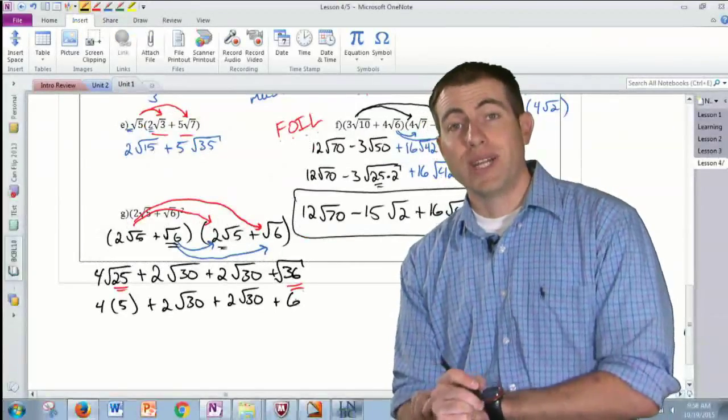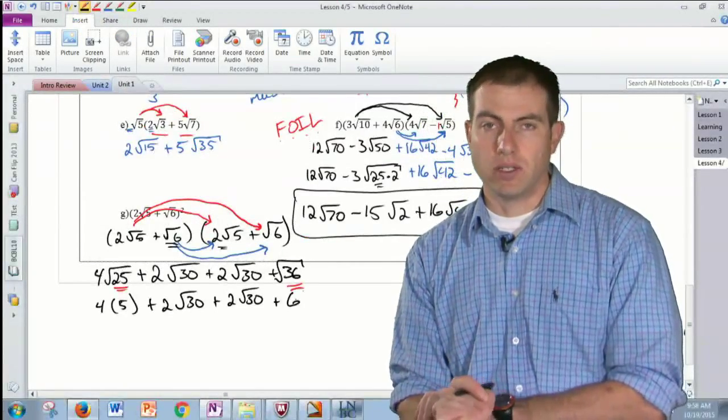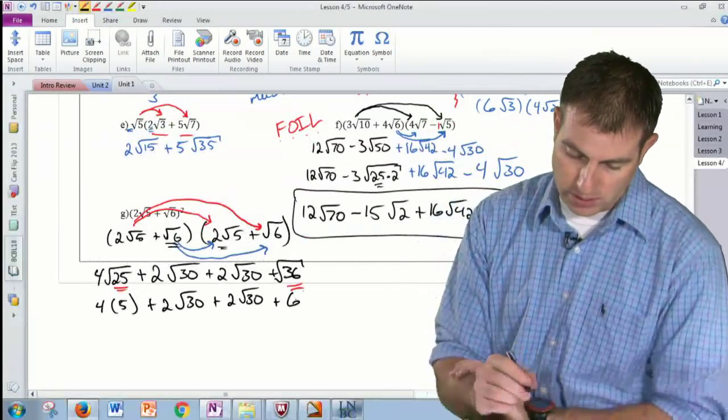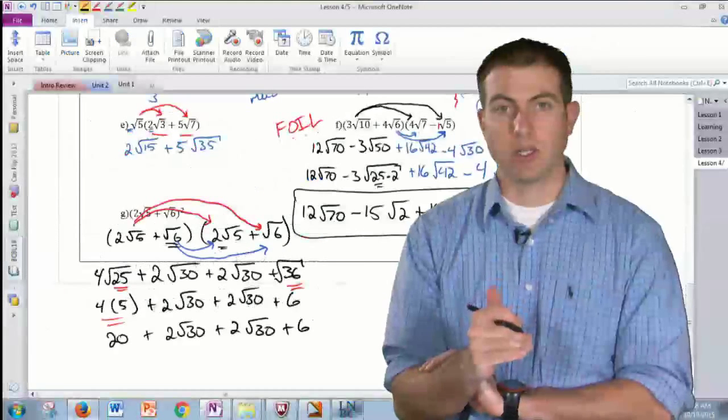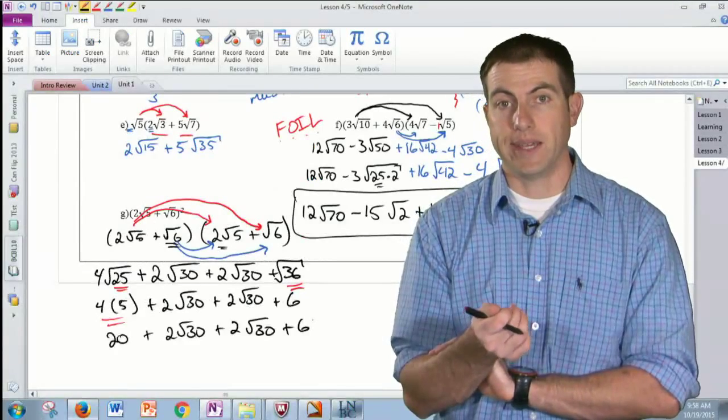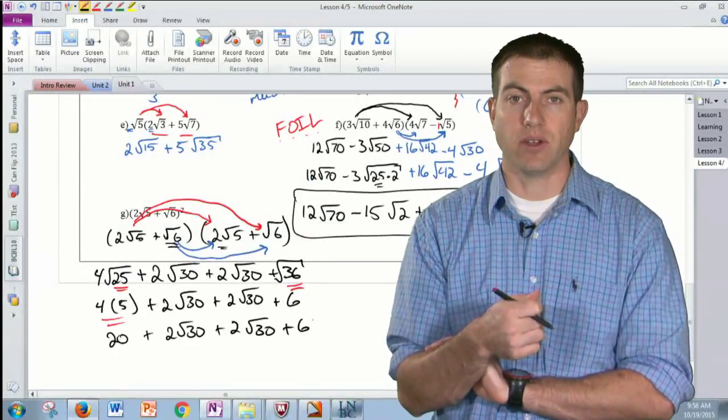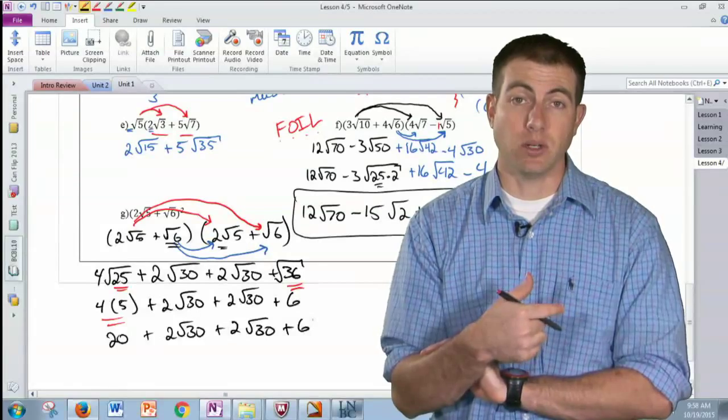According to order of operations, I need to do my multiplication before I can do my addition. So I'm going to have to do this 4 times 5 out front here. 4 5s should give me 20. Plus 2 root 30, plus another 2 root 30, plus 6. All right, now that I have simplified, there's no perfect squares that go into 30, so I can't pull anything out of there, simplify that any further. Now I just need to combine my like terms.